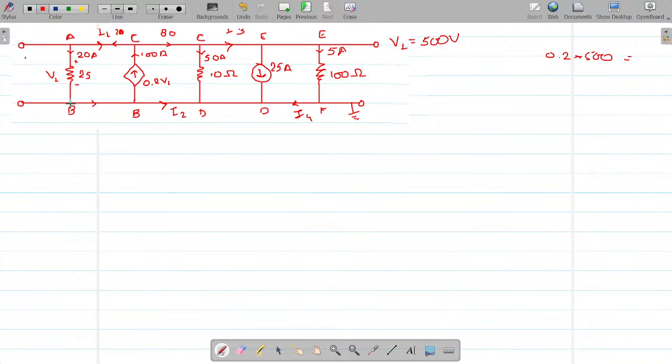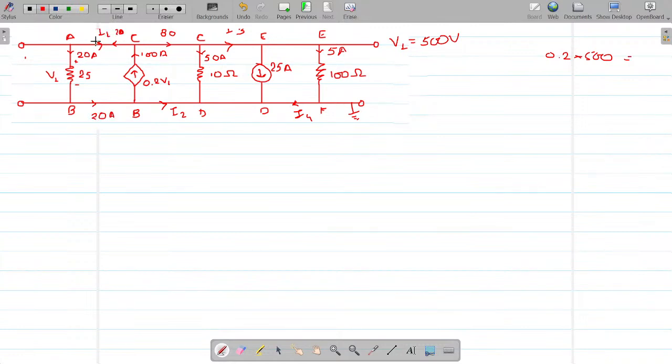See, it is an open branch, no current here. 100 is going here, so it must have supplied this. So this should be what? 20 here, 80 here. If 20 is going here, this is an open branch. This should be again 20 amperes.